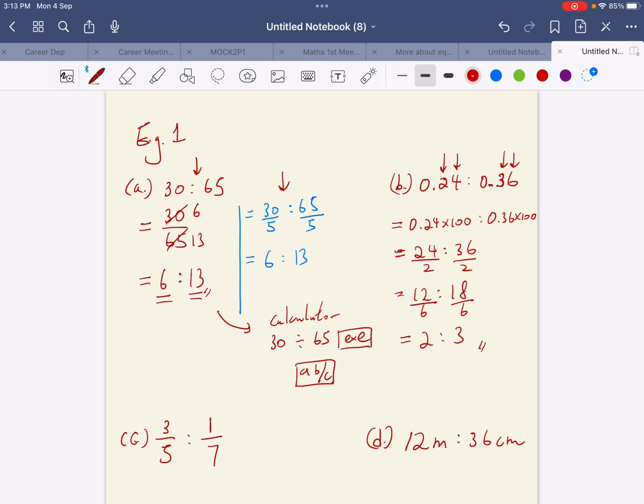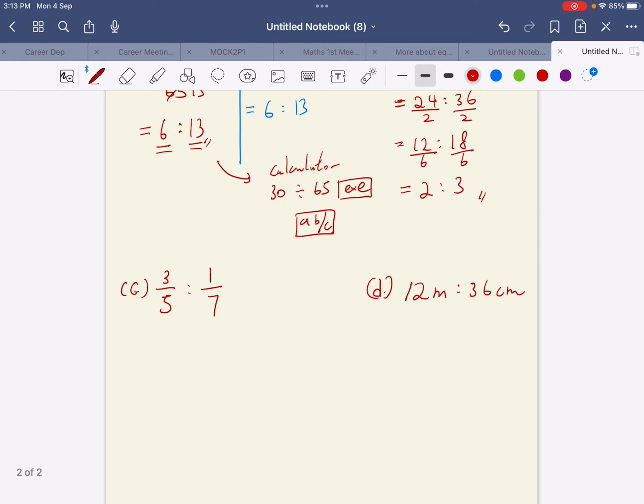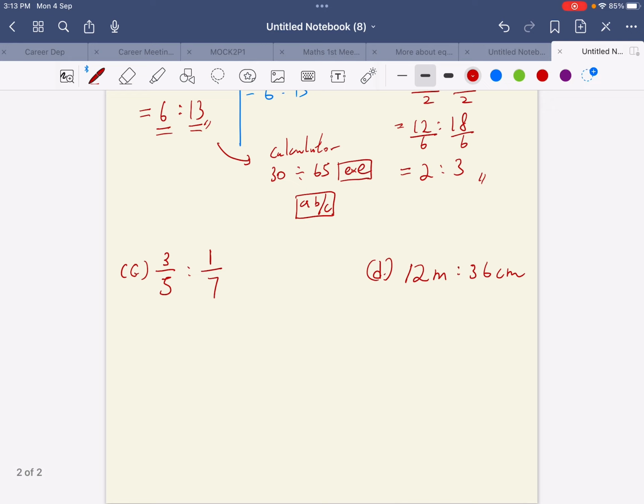Sometimes you will come up with a mixed fraction. At that time, please press Shift ABC. Okay, Shift ABC. Then you will get back the fraction that you want as the answer. But again, please notice that you cannot write the answer as a fraction, because you are talking about ratio simplification.